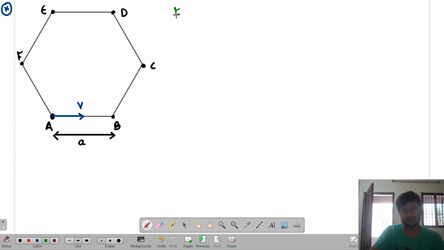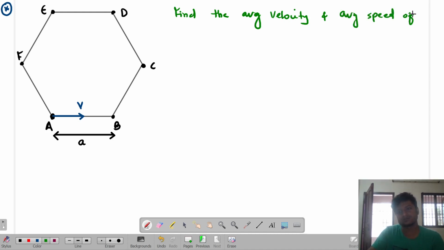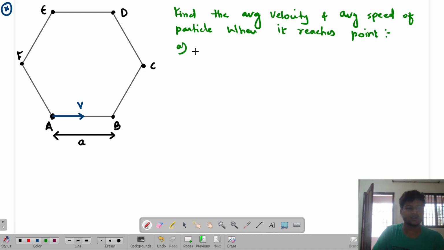Question is, find the average velocity and average speed of the particle when it reaches point D, and second question, when it reaches point F. Do it fast. Tell me fast. What will be the answer?